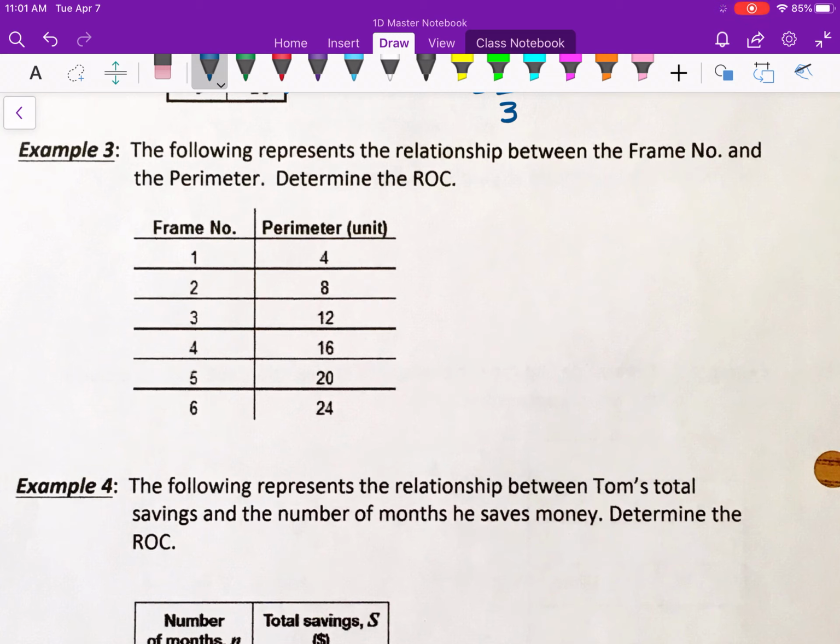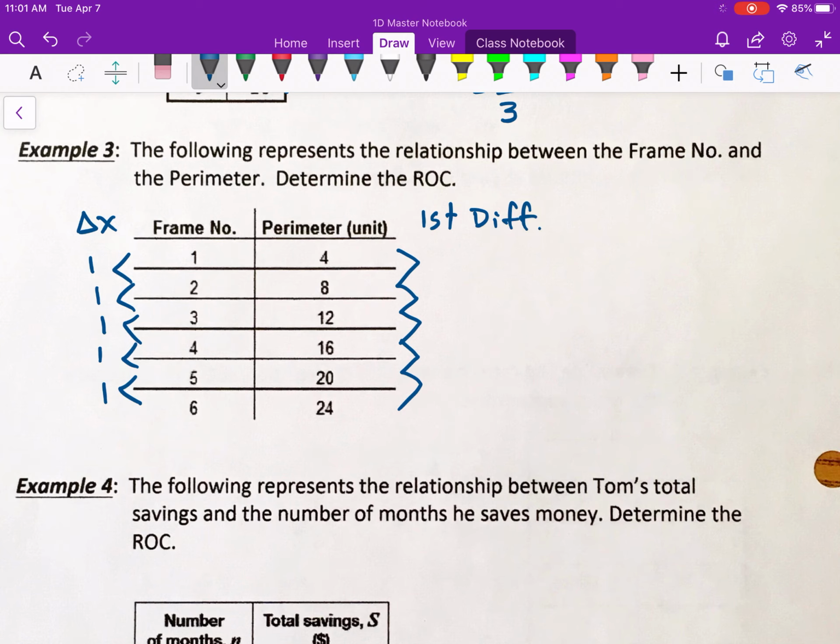So going from frame number 1 to frame number 2, obviously we're going up by 1 frame. And then in each case, if we go from 2 to 3, we're up by 1, and 3 to 4 is up by 1, and so on. So delta x is the change in frame number. Every time I go up by 1 frame, I increase by 1. My delta y, or first differences, I'm going up by 4 each time. A quick look at that, it's pretty easy to see that it's going up by 4.